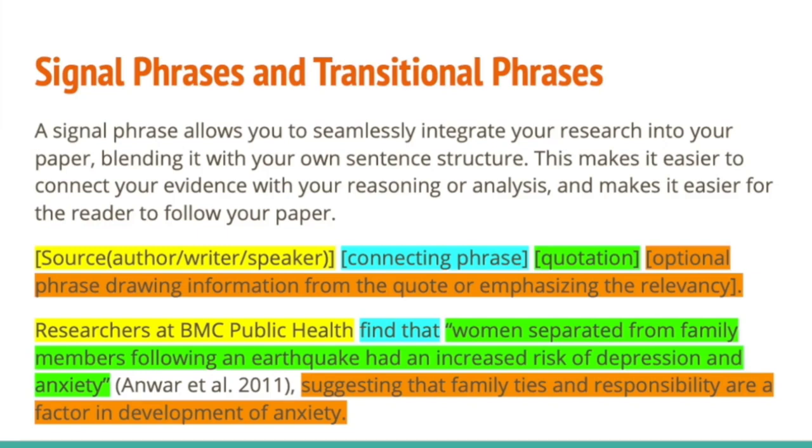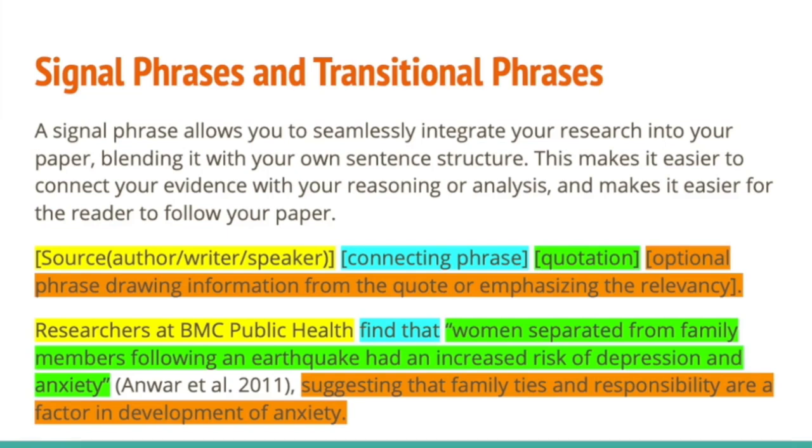So if we look at the color coding, we can see that we have the source, the connecting phrase, what did they do? They found that. And then we include our quotation in green. And then here's an optional phrase at the back of the sentence in orange that explains why we are talking about it or why we are using it.